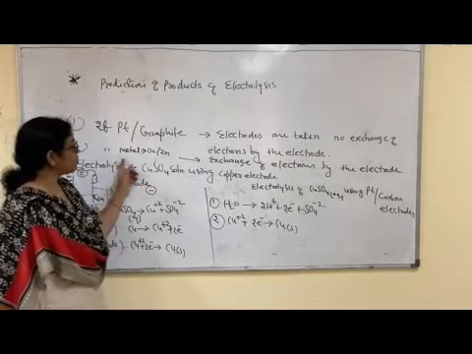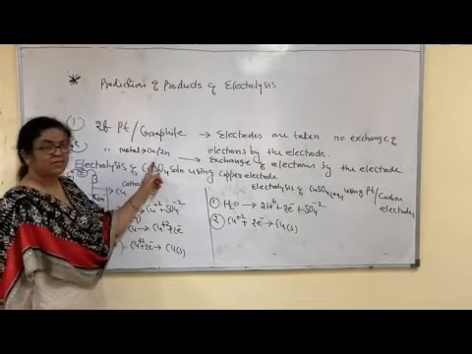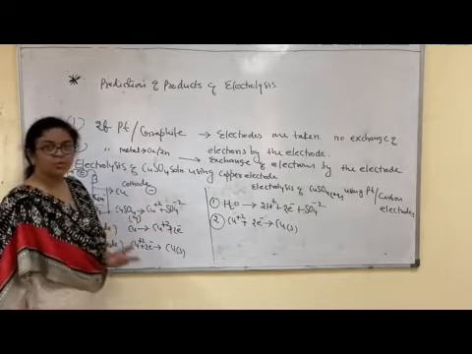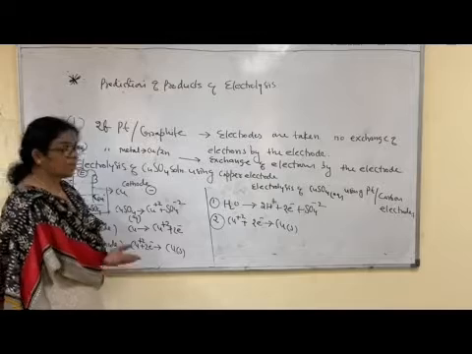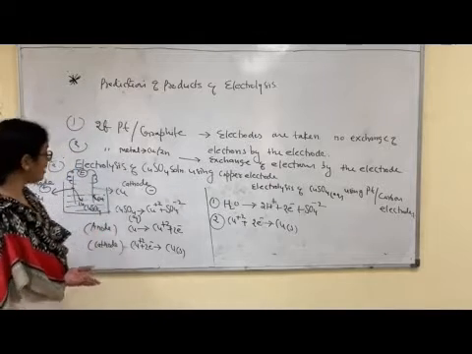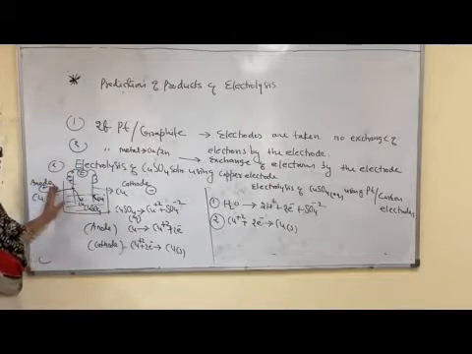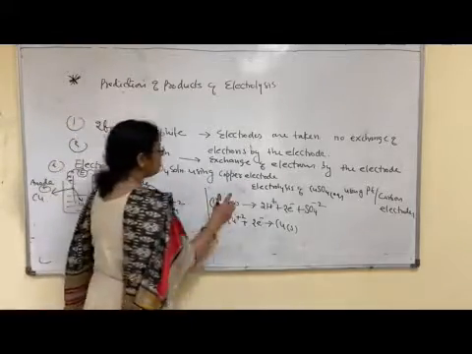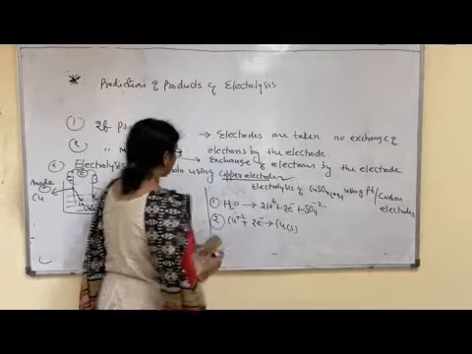The second condition is when electrodes are made of active metals like copper, zinc, silver. Then what is observed? Which products are obtained on electrolysis of the electrolytic solution? So, first condition, electrolysis of copper sulfate solution using copper electrodes. Copper electrode means active electrode.